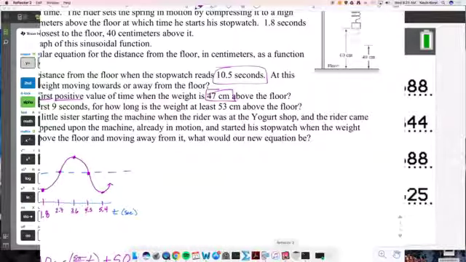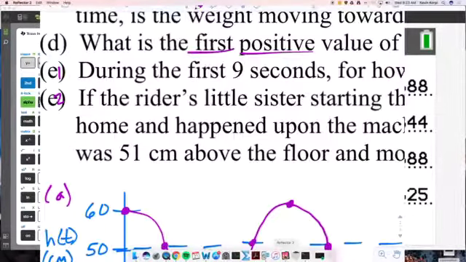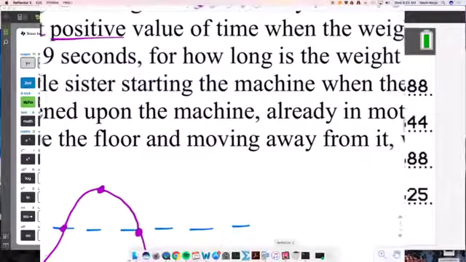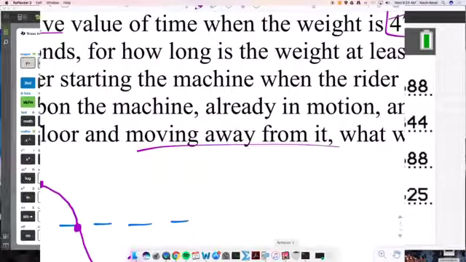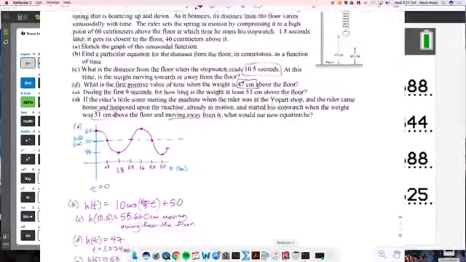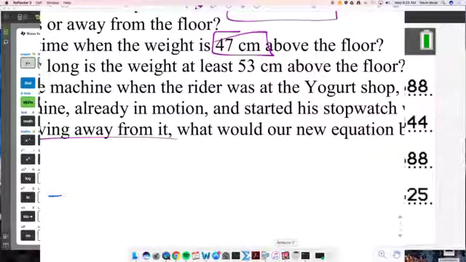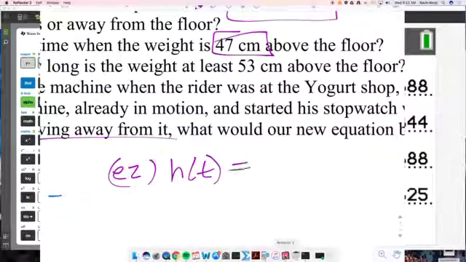If he then, as it was moving, started his stopwatch when the weight was 51 centimeters above the floor and moving away from the floor, that means it's moving up or down? Up. What would his new equation be? So very similar to example 2 that we did yesterday. All we need to do now on part E2, we'll say, is take h of t and set it equal to what?